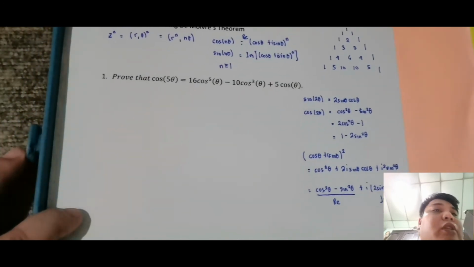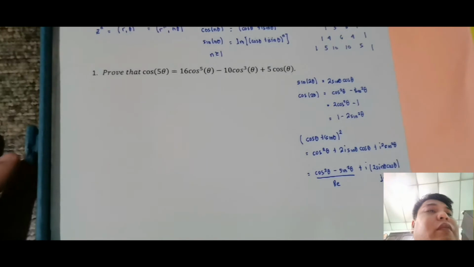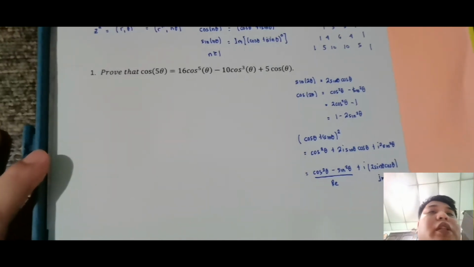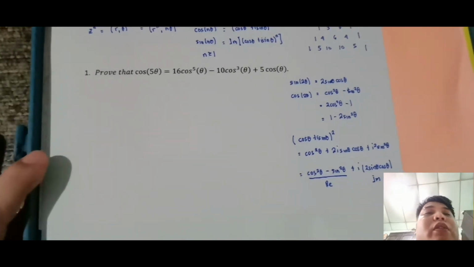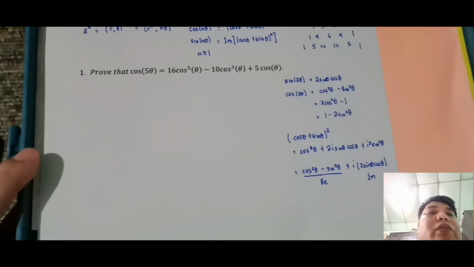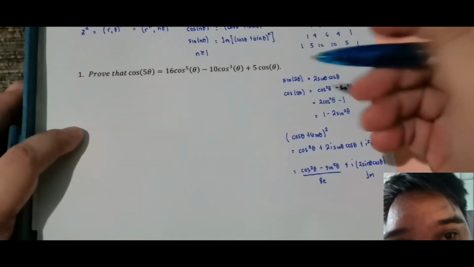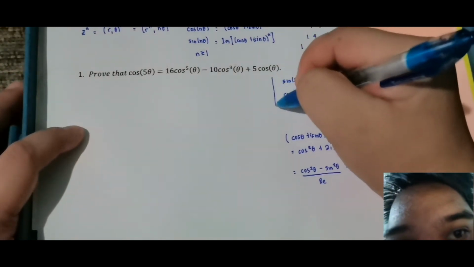Okay, so proceed tayo dito sa example natin. Okay, so try na natin i-prove tong number 1. So prove that cosine 5 theta is equal to 16 cosine raised to 5 theta minus 20 cosine cube theta plus 5 cosine theta. So box ko lang to kasi baka maka-epekto sa solution.